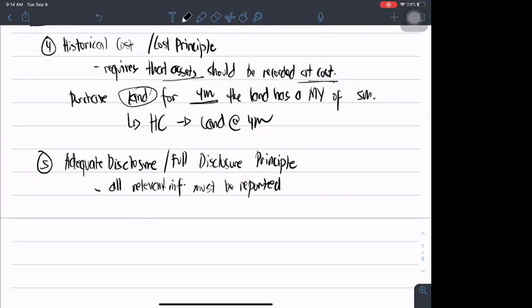We say it is faithfully represented. Okay? So nasabi na natin yan kanina. Items must be faithfully represented. But in the accounting concept, we know this one as your adequate disclosure or full disclosure principle.